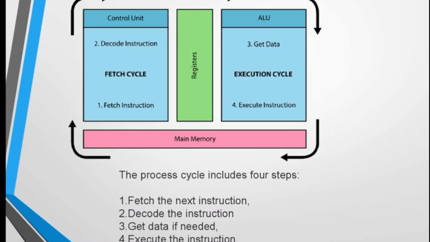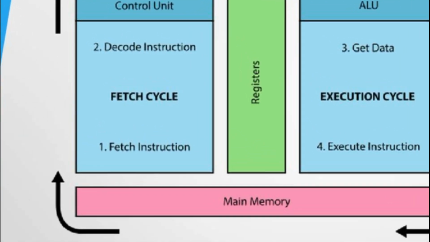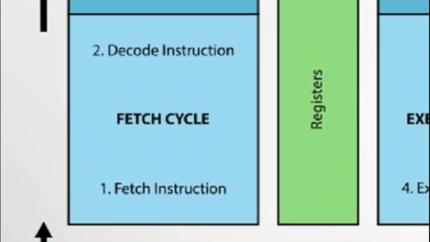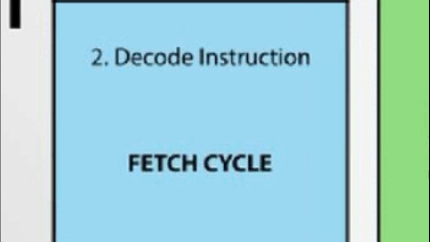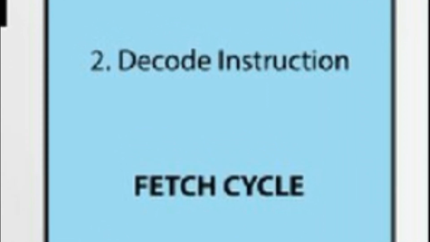Next, after fetching, we have the decoding. Before a command can be executed, the control unit must break down or decode the command into instructions that correspond to those in the CPU's instruction set. At this point, the CPU is ready to begin the execution cycle.